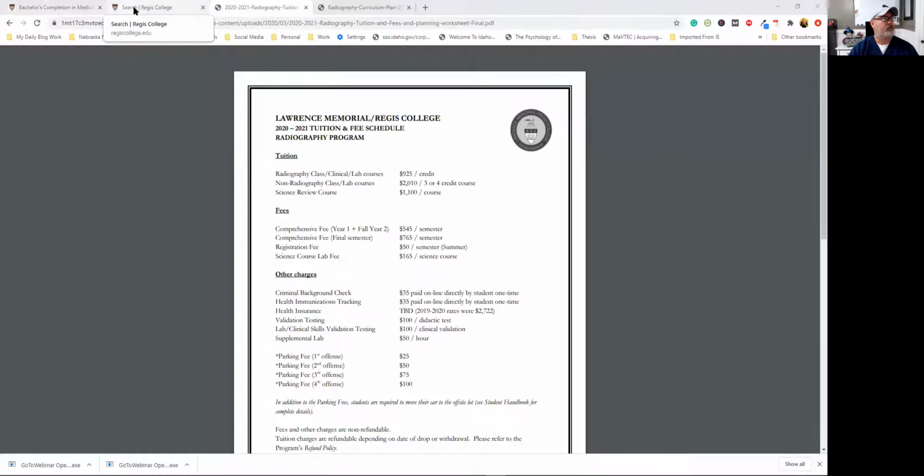And let's get started. We've got Stevie here, who is interested in Regis College in his area of Massachusetts. And they offer MRI and CT. And he says, I hope they will accept non-traditional students. I'm not sure what he means by that, but let's just do some screen share action here and pop over to Lawrence Memorial / Regis College.